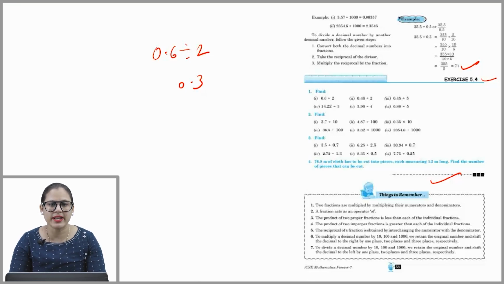6, to multiply a decimal number by 10, 100 and 1000, we retain the original number and shift the decimal to the right by 1 place, 2 places and 3 places respectively. And number 7, to divide a decimal number by 10, 100 and 1000, we retain the original number and shift the decimal to the left by 1 place, 2 places and 3 places respectively.